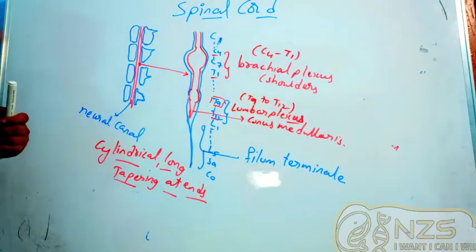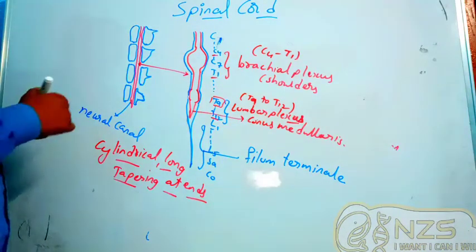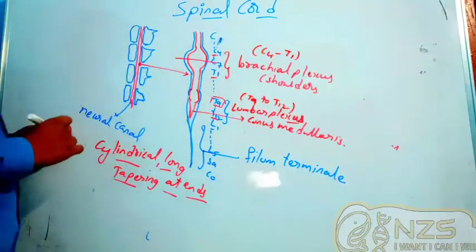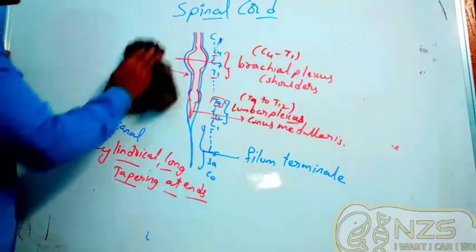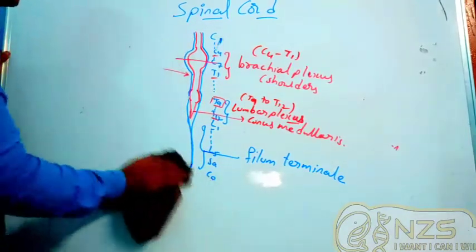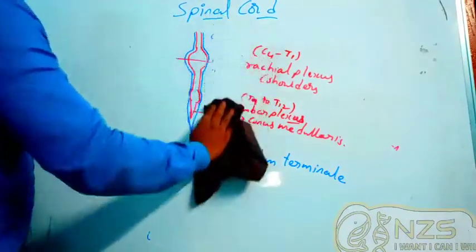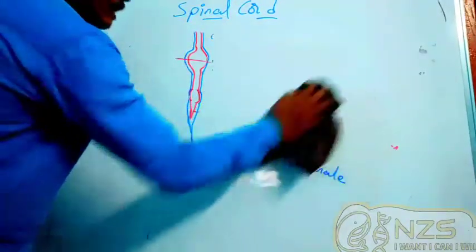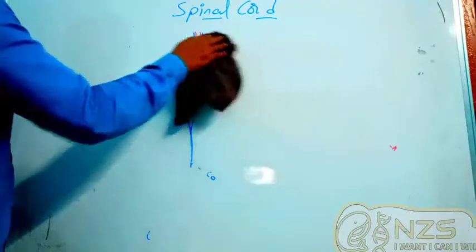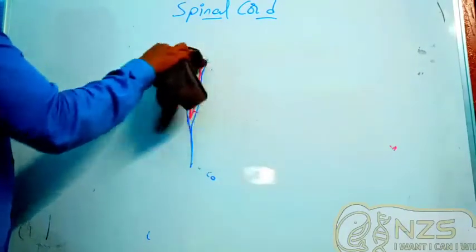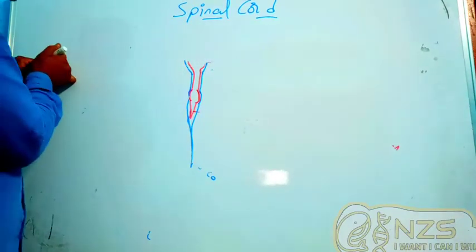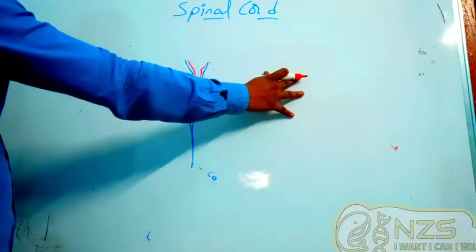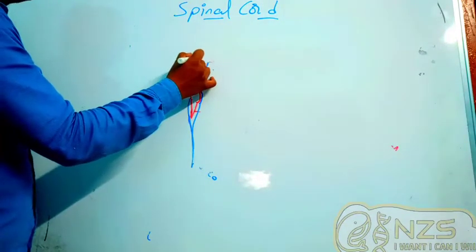Now, how does the spinal cord look when we cut it open? We'll discuss the internal structure of the spinal cord. These things are not necessary now, we are rubbing them off. So when you cut the spinal cord, I have cut the spinal cord transversely. So I have made a transverse section of the spinal cord.